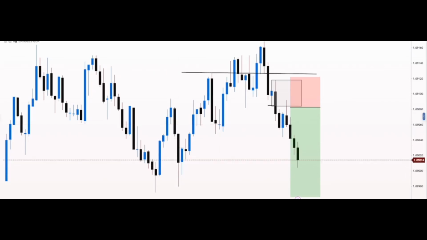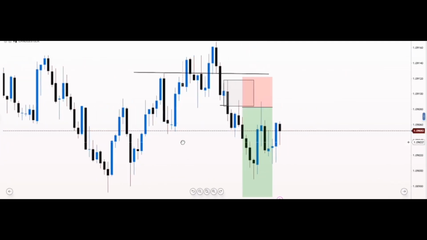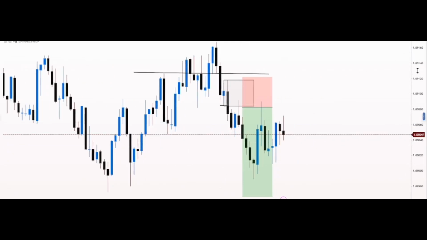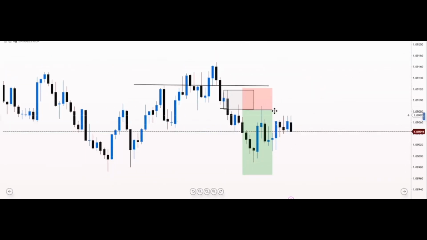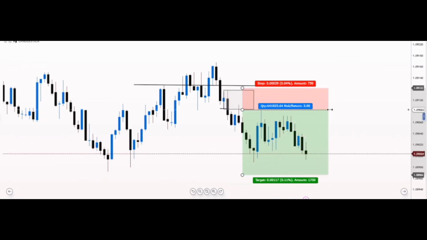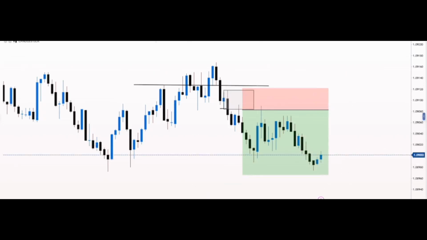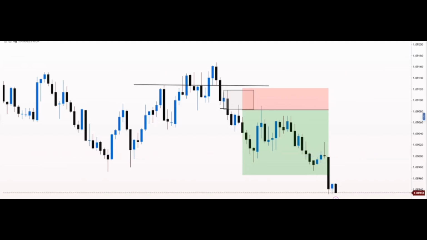We are still on course, as you can see. Can you see that? Simple trade setup. That's example number 1. Let me take you to example number 2.